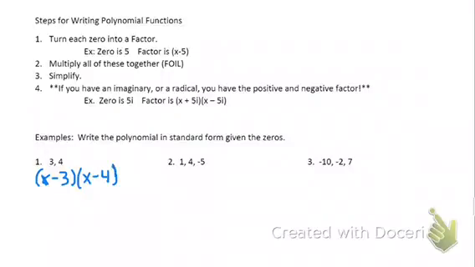And then we just FOIL that out like we were doing before. So x squared minus 4x minus 3x plus 12. And then combine like terms gives us x squared minus 7x plus 12. And that's it.